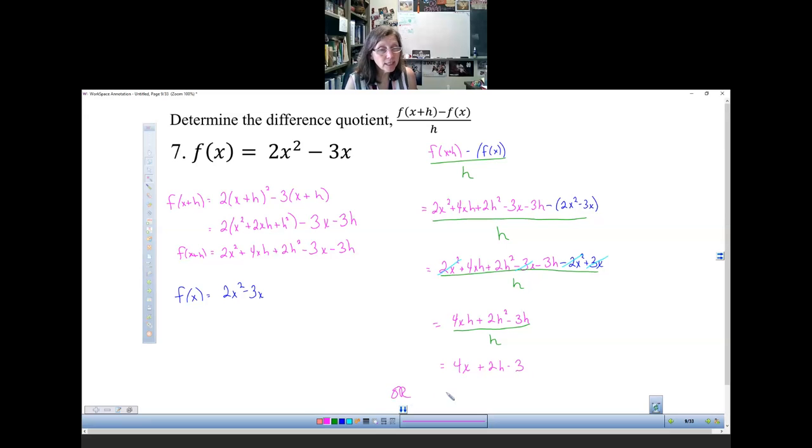Sometimes you will see it written like this, 4x minus 3 plus 2h. That's okay also. Sometimes we just stick the h at the end. It does not matter as long as you have a 4x and a minus 3 and a 2h somewhere in that expression. It really does not matter what order they come in. That is my final answer.